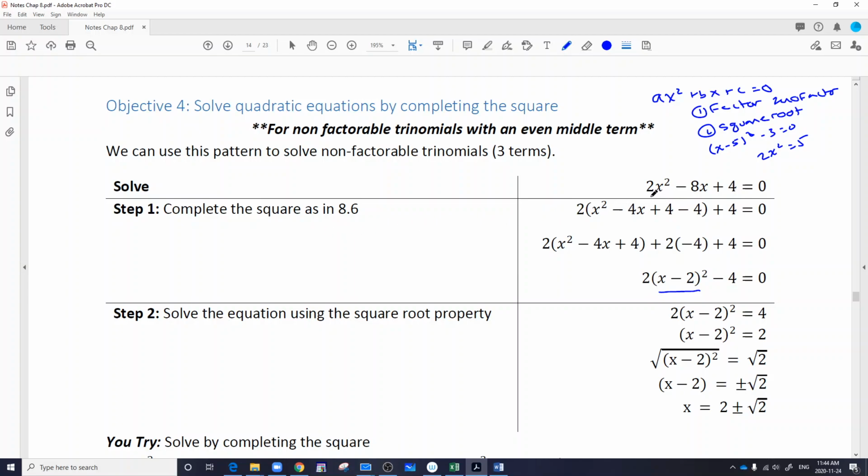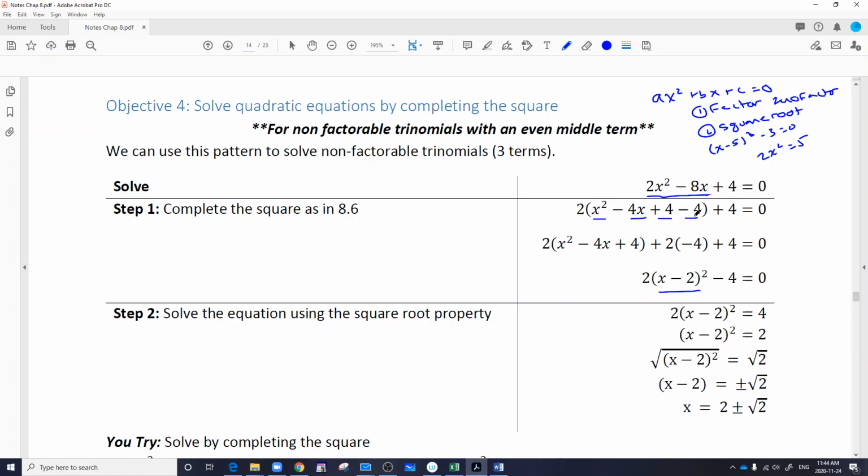So step number 1, you're going to grade as common factor off the leading coefficient. So I'm going to take the 2 off of the x squared and the x term. So I'm left with 2 times (x squared minus 4x). Then I'm going to make a perfect square. To do that, I'm going to add and subtract half the middle term squared. So half of negative 4 is negative 2. Negative 2 squared is 4. So I'm going to add 4 and subtract 4.